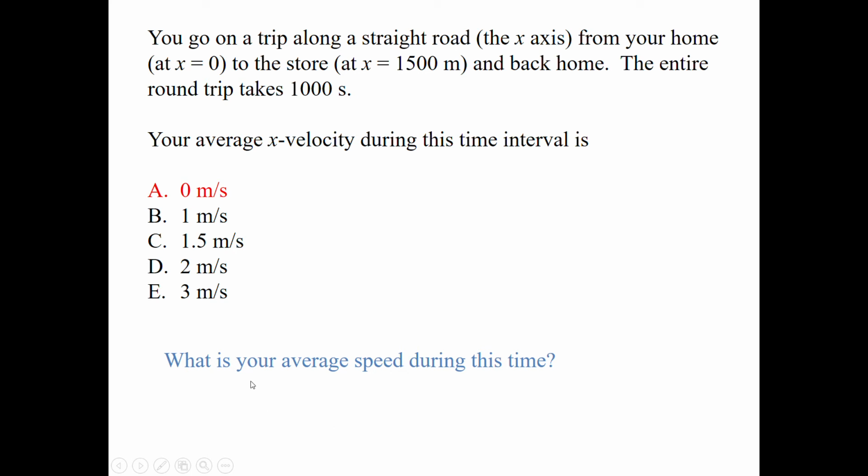Another question that we might ask is, what is your average speed during this time? Even though my average x velocity was 0, my average speed might not be 0. How do I do that? Well, I need the total distance I traveled. I went 1,500 meters to the store and then 1,500 meters back home, so I traveled a total distance of 3,000 meters. It took 1,000 seconds, so 3,000 divided by 1,000 gives an average speed of 3 meters per second. That's a different question that we're asking there, so it's got a different answer.